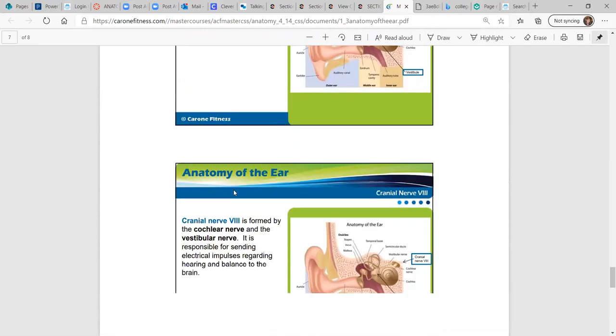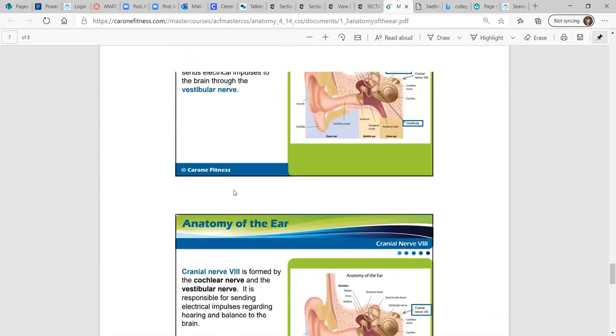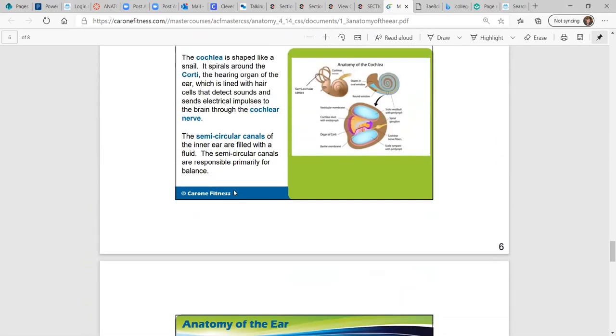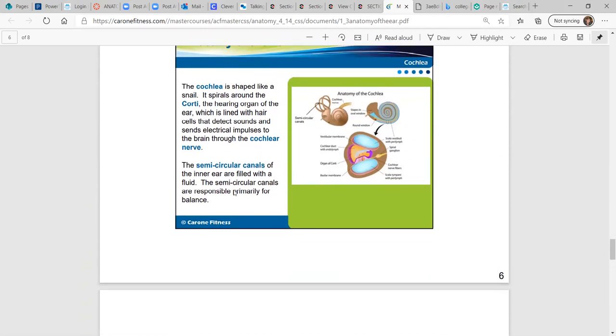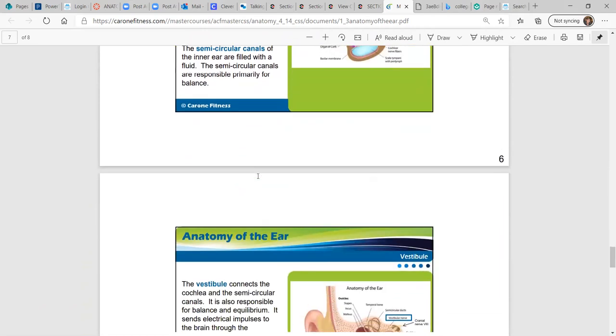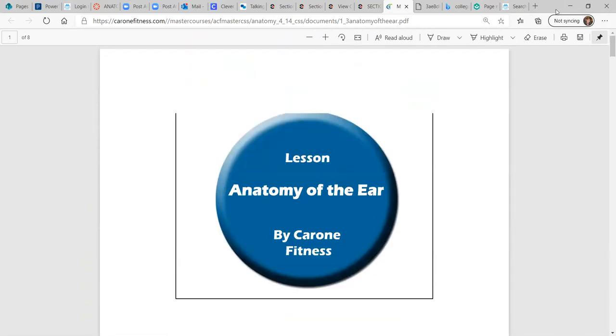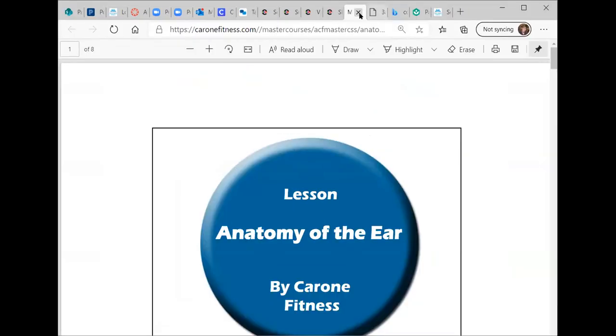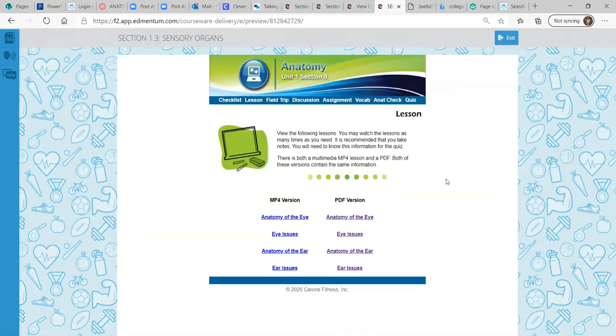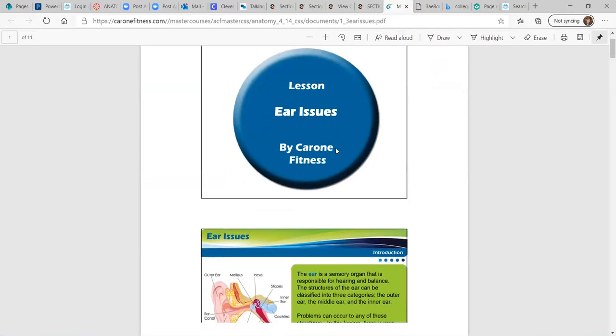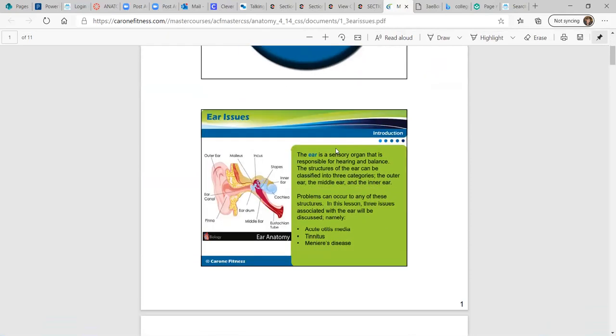So all that mimics the eye, where the eye translates light into electrical impulses, and the ear translates sounds into electrical impulses, and then sends it to your brain. So cool. Now, things can develop, issues can happen with the ear as well. And we'll look at that today.